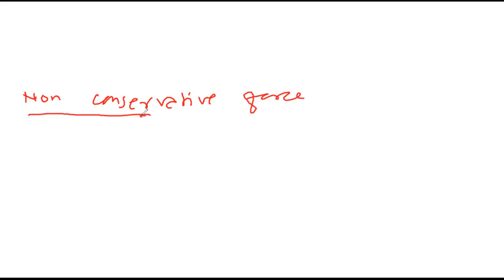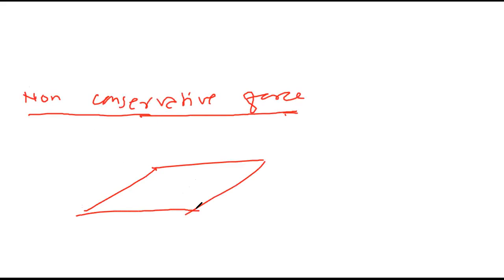Let me explain one more example. Non-conservative force depends upon the path, that is what we are saying. So imagine this is a table with friction. Here we have a block A. I want to bring it to point B. One way is to bring it directly. Second, I take it to C, then to D, and then bring it to B.